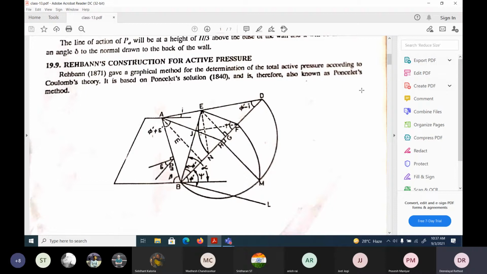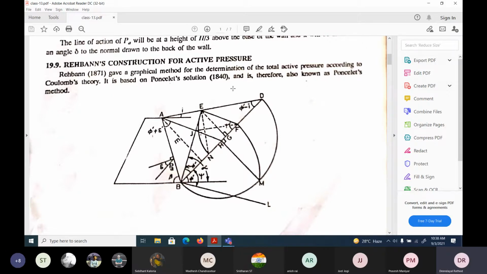So today we will see the graphical methods, that is Rebhann's and Culmann's methods. Rebhann has constructed this for the active case. He gave the graphical solution for the determination of the total active pressure according to Coulomb's theory. Again he has taken this particular wall, with angle delta. This is the active pressure, this is the beta, and this is the phi.